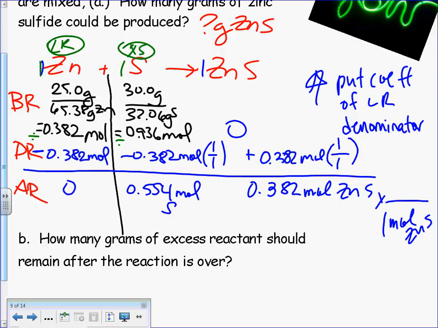1 mole of zinc sulfide is 97.44 grams. So, on all, and here it is, how many grams of excess reagent should be remaining? To take the moles to grams there.